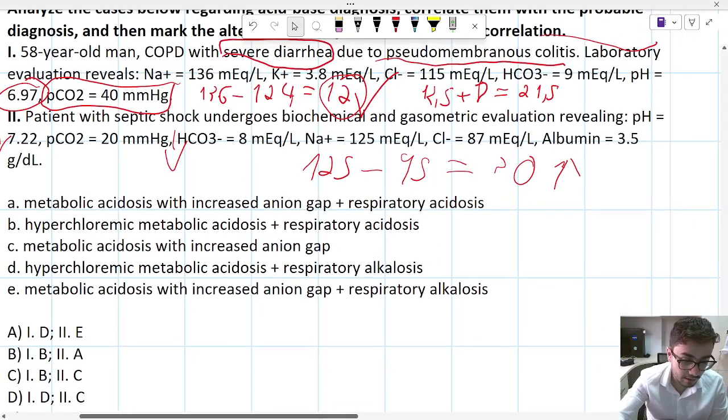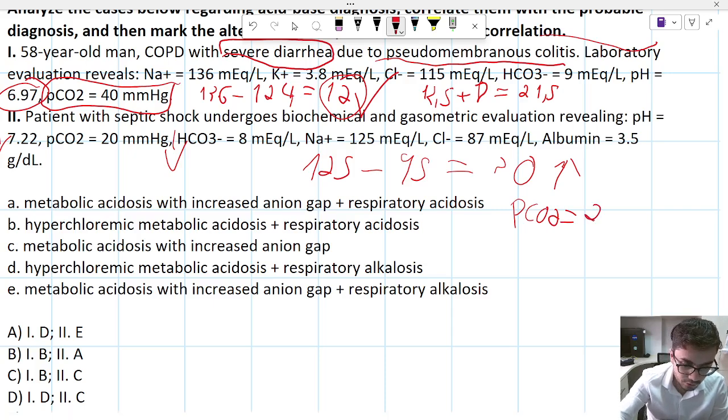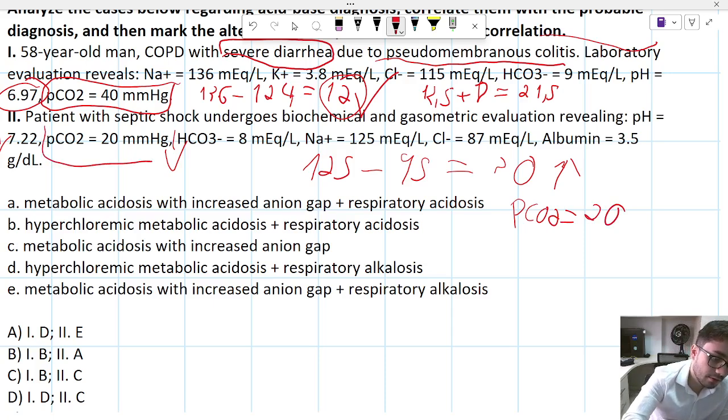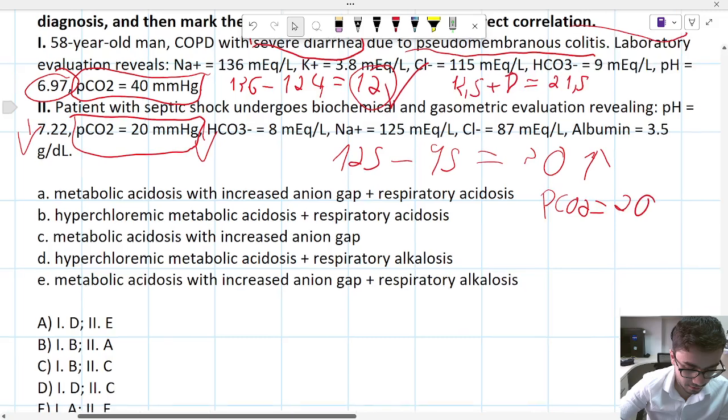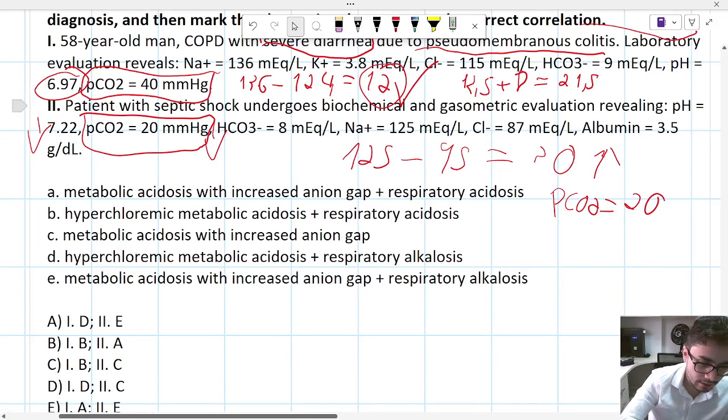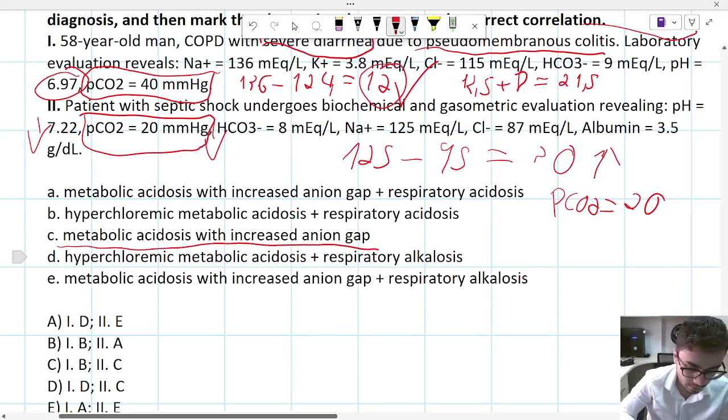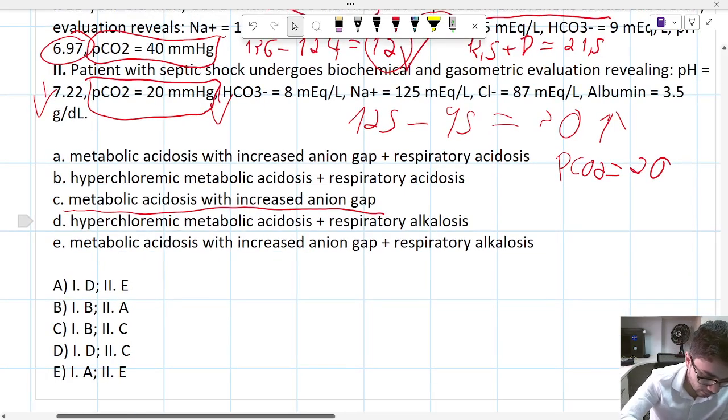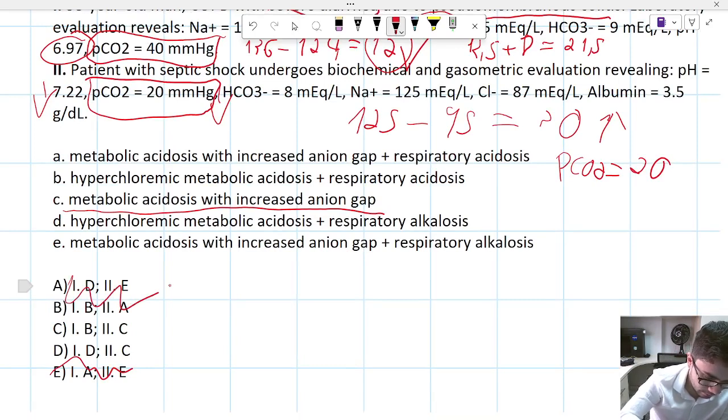Okay, let's also calculate the PCO2. It will be 1.5 times bicarb. It will be 12 plus 8. It will be 20. Okay, there's no respiratory acidosis going on here, guys. So case 2 will be the letter C here. It's a metabolic acidosis with an increased anion gap. So we can erase some of these ones in here.